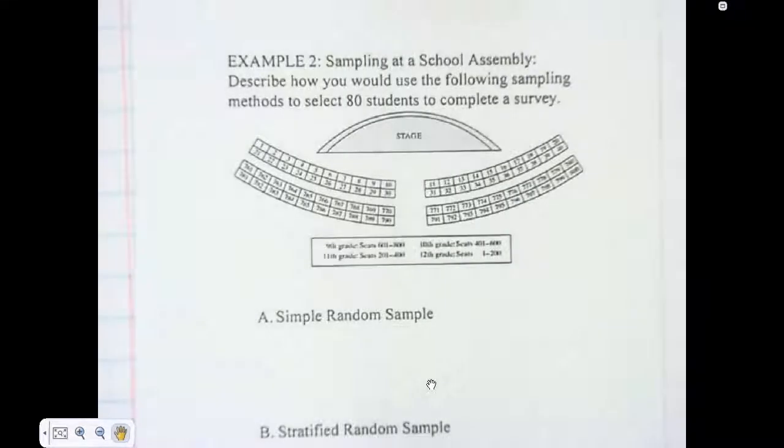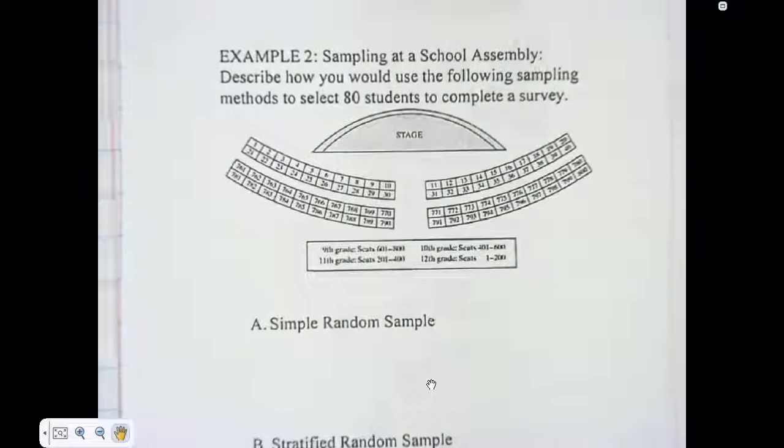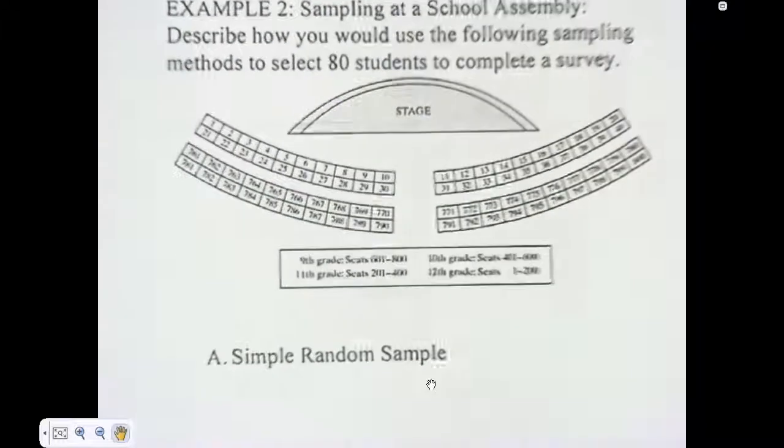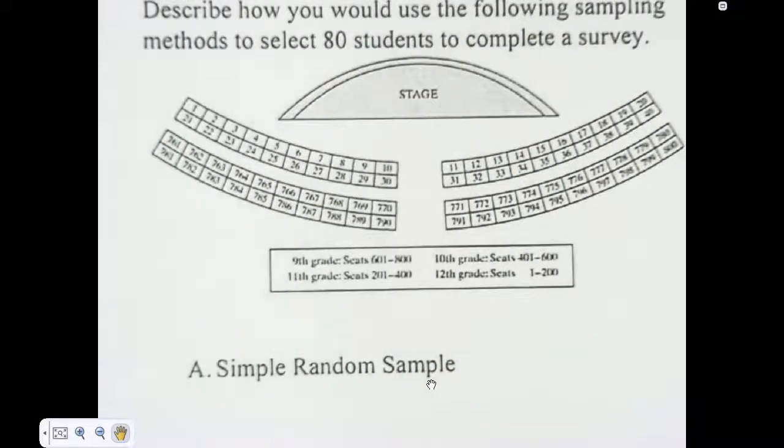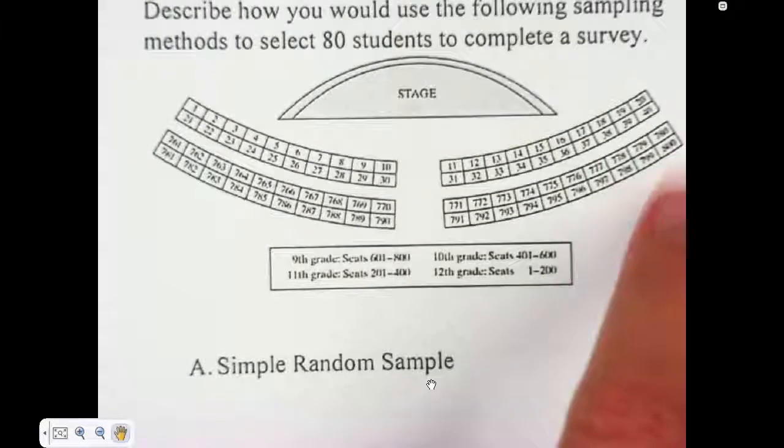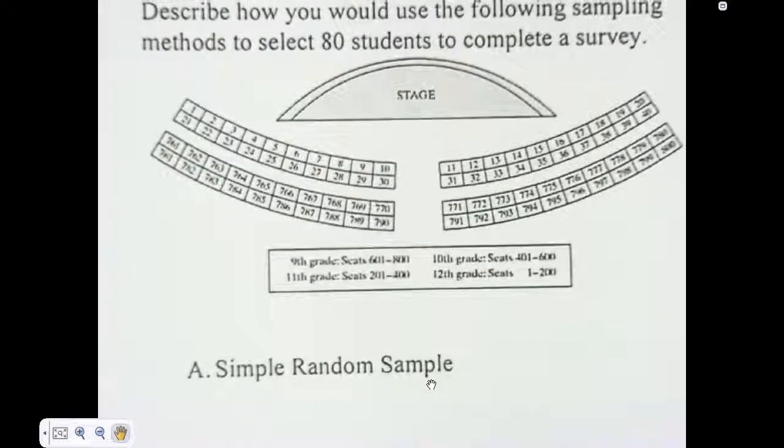So what we have is the sampling at a school assembly. And what they wanted you to do is describe how we'd use the following sampling methods to select 80 students to complete the survey. Now, one thing, if you look at this closely, they want a sample of 80 students. They didn't really draw it all out, but there are 800 students in the population. I'm not going to totally zoom in, but right over there. So no, there's 800 students in the population.